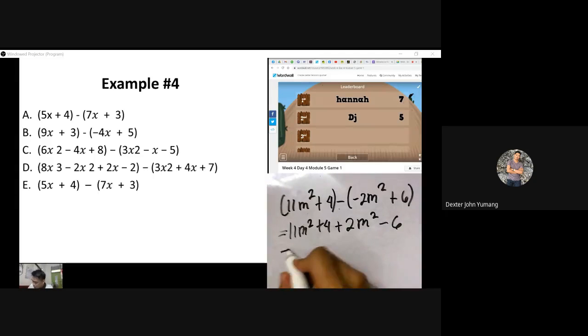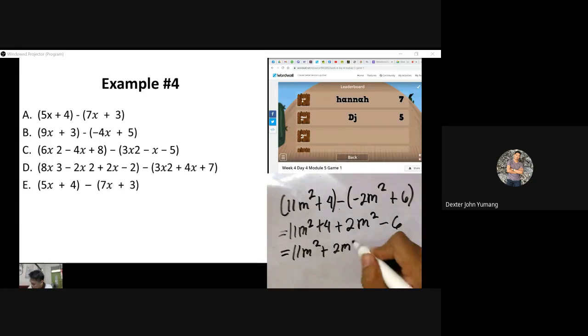Now, ipagtabi-tabi natin yung magkakapareho. So 11m squared at saka si 2m squared. Then si plus 4 naman, ang partner niya si negative 6.